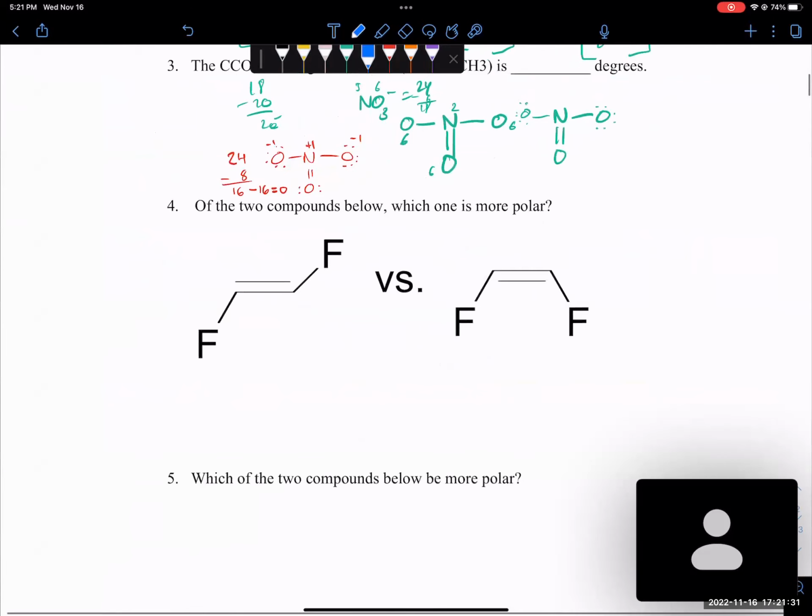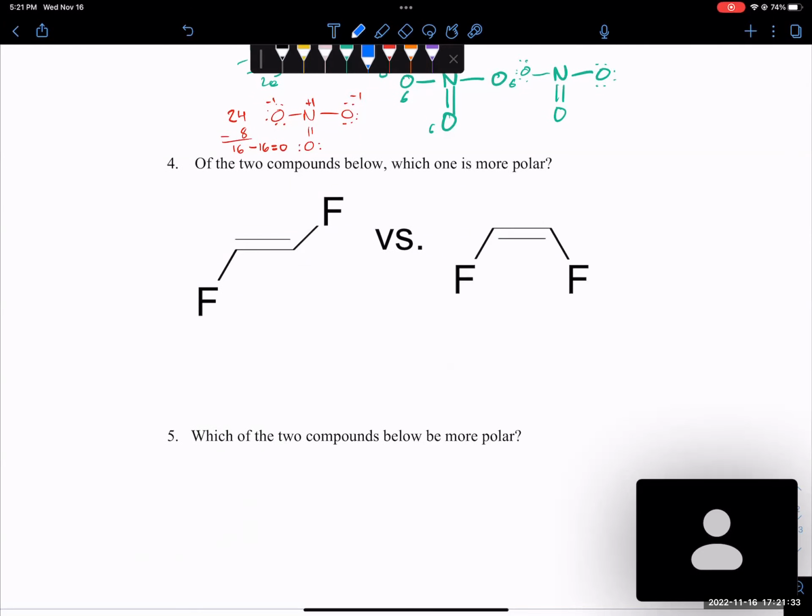Okay. If there are no questions, we'll go ahead and move on so we can get to more questions. Of the 2 compounds below, which one is more polar? I don't know if y'all talked about this yet, but this deals with cis-trans double bonds and how that affects polarity. Does anyone have an idea? Maybe the first one.